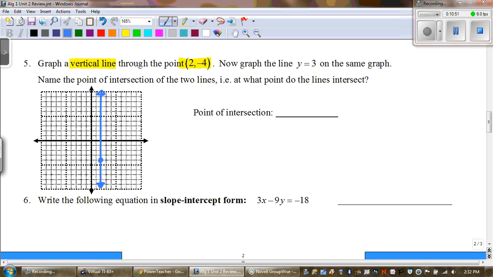Okay, now the next part says graph the line y equals 3. So y equals 3, I know that this is a horizontal line. So I'm going to go to 3, just right there, and I'm going to draw my line. Now, what the graph is looking for is the point of intersection of the two lines, which is where they intersect. So that's our point of intersection, and that is the point -2, 3.